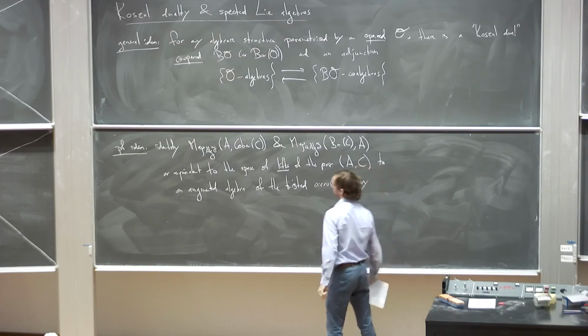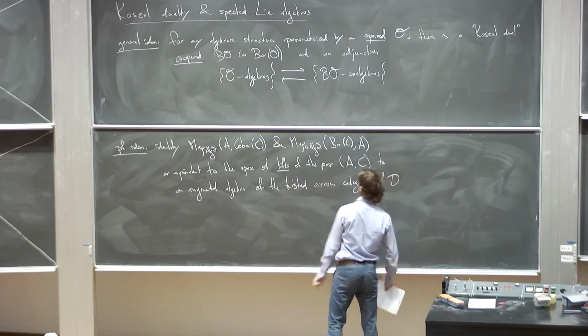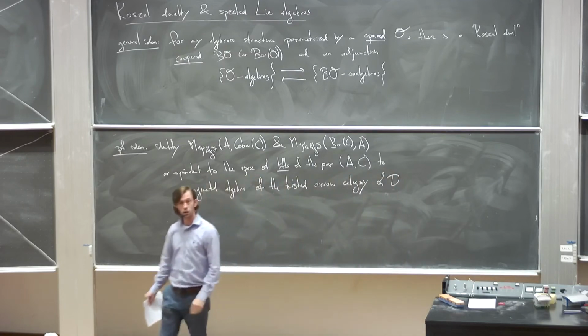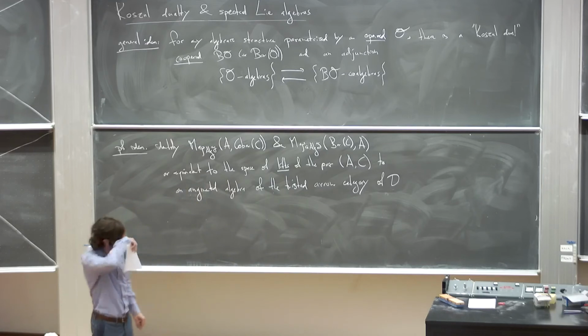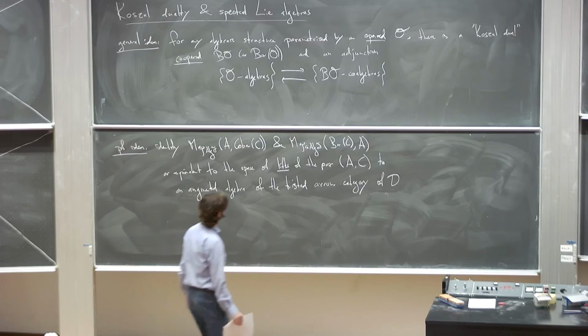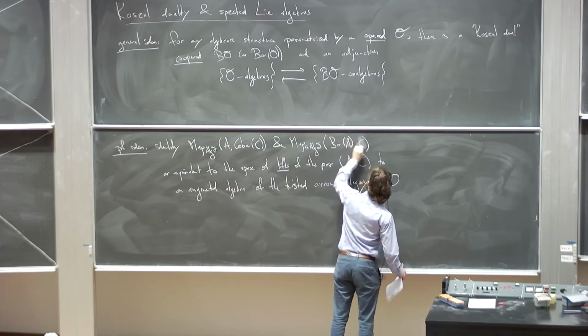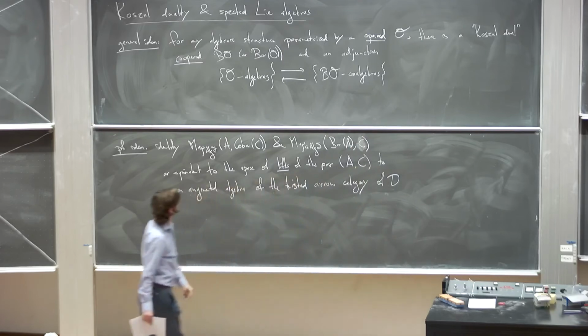Of D. Yeah. The pair A comma C. Yeah. Sorry, here I messed it up. Was this the question? All right. Thank you. Yeah, this was a typo.